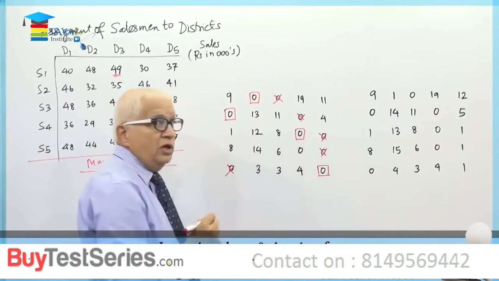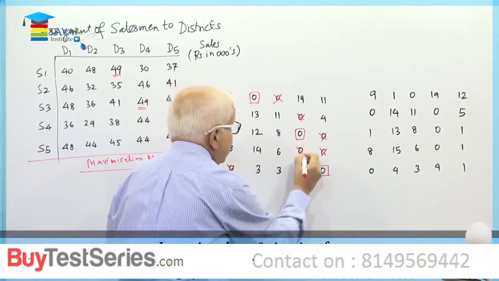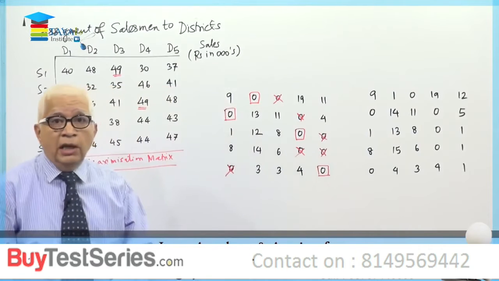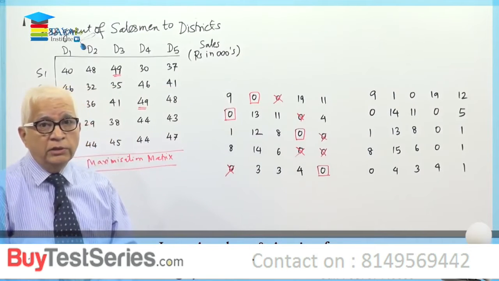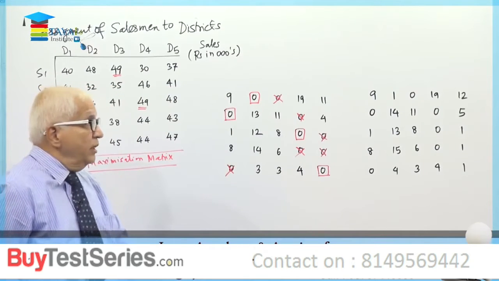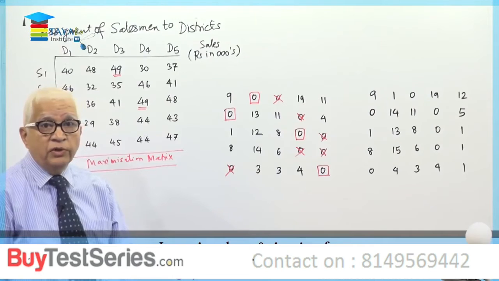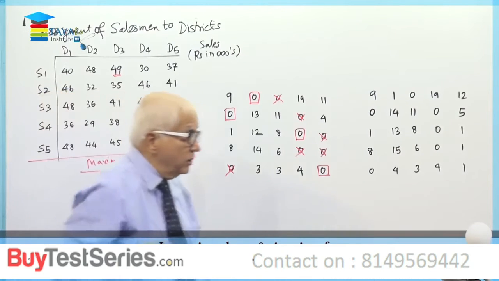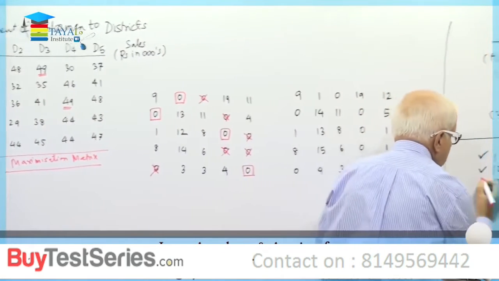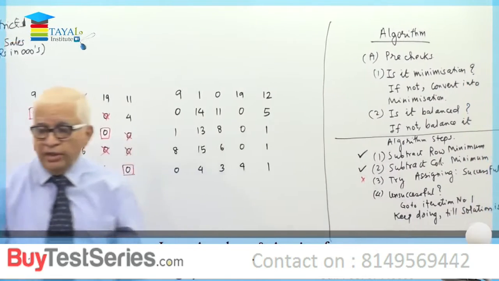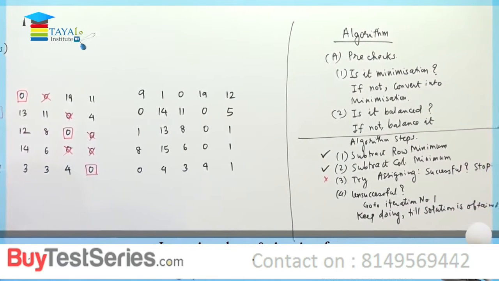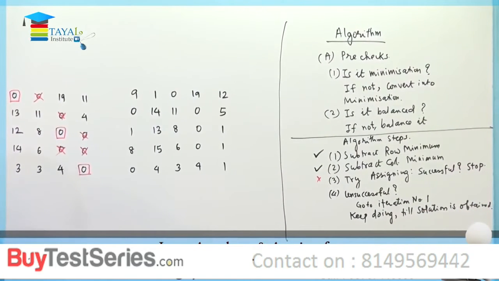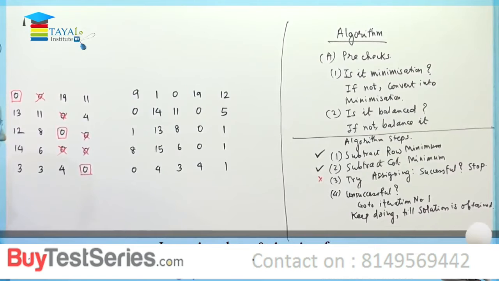But there is another 0 in this column that needs to be cancelled. So cancel this. Are all the zeros over? Yes, all the zeros are over. How many assignments we got? Only 4 assignments we got. That means our attempt was not successful. Unsuccessful. Okay, go into iteration number 1.